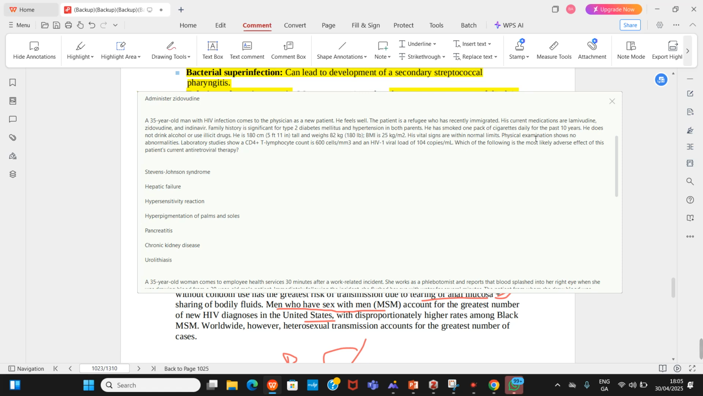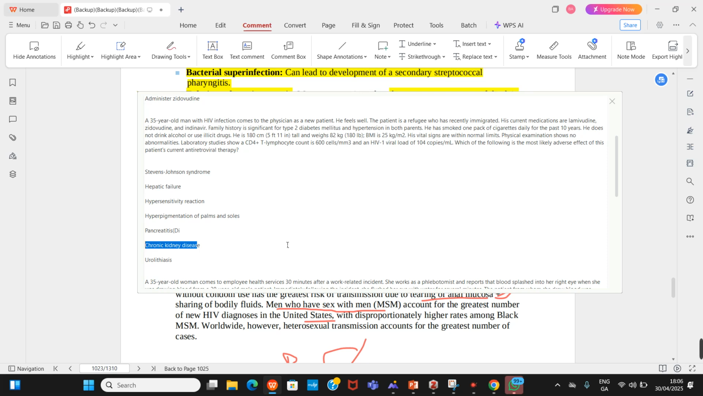Non-nucleoside. If you remember, the algorithm I said was the liver and the skin. They destroy the liver and the skin. That's the non-nucleoside for you. Hypersensitivity, which one is that? Abacavir. I did not say pancreatitis though, but does anybody know pancreatitis? It's didanosine.